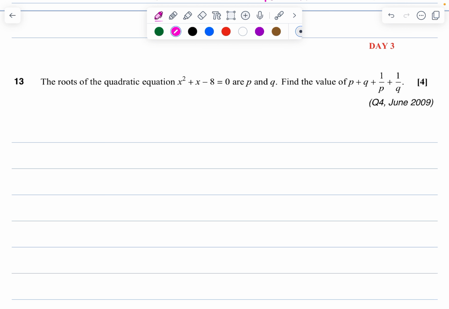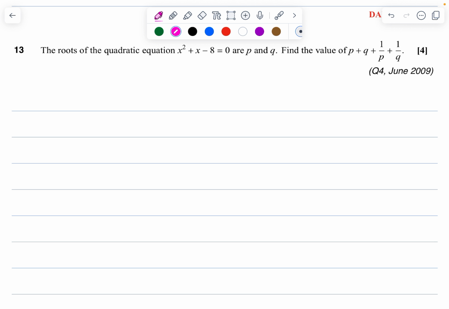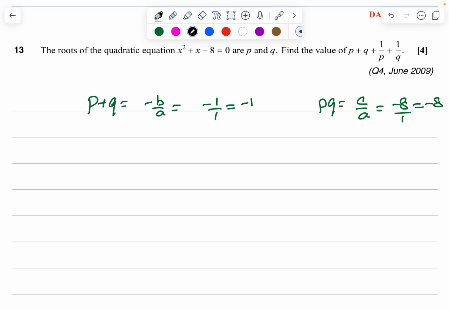Coming to question number 13. The roots of the quadratic equation are given as p and q. So what's going to be the sum of the roots? Minus b upon a, which is nothing but what? Minus 1 upon 1, negative 1. Product of the roots is c upon a, which is going to be negative 8 upon 1, which is negative 8. Now what is being asked?